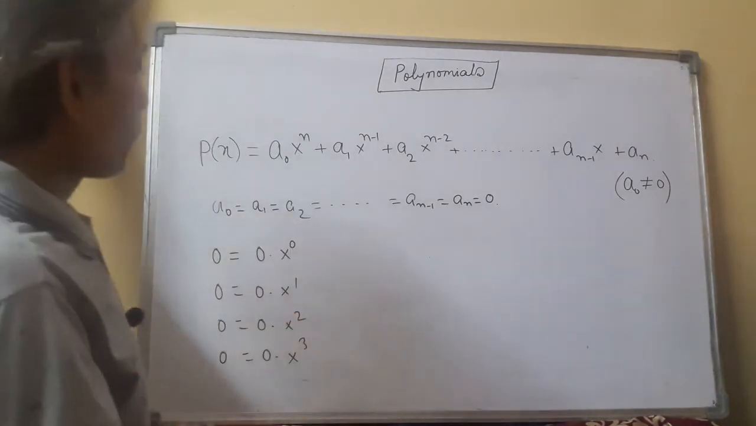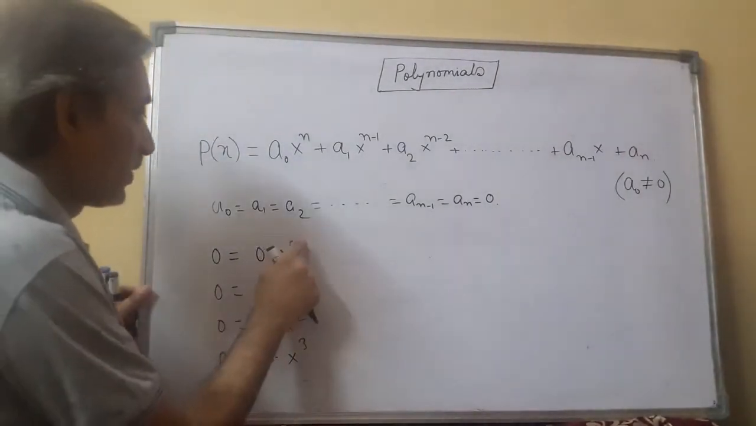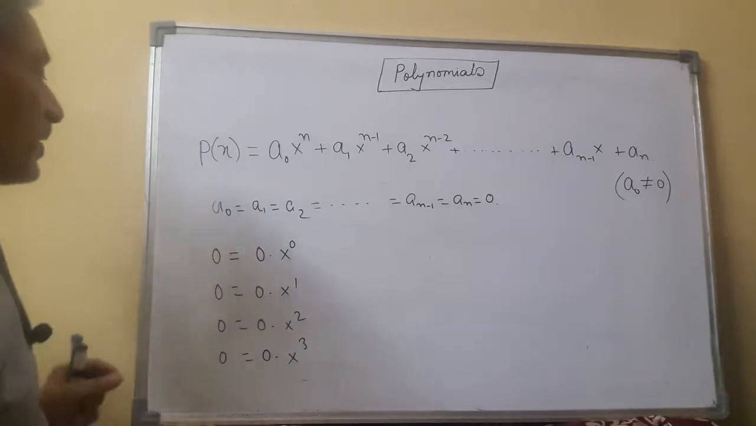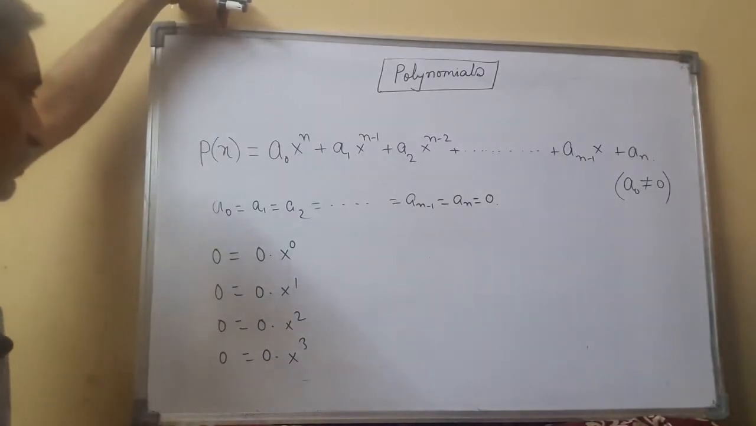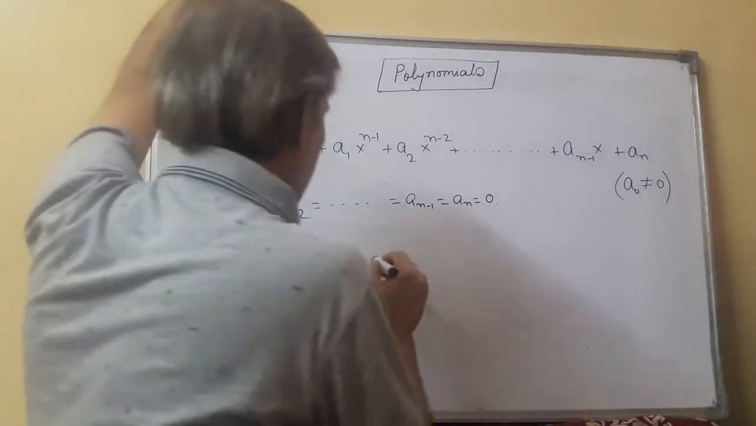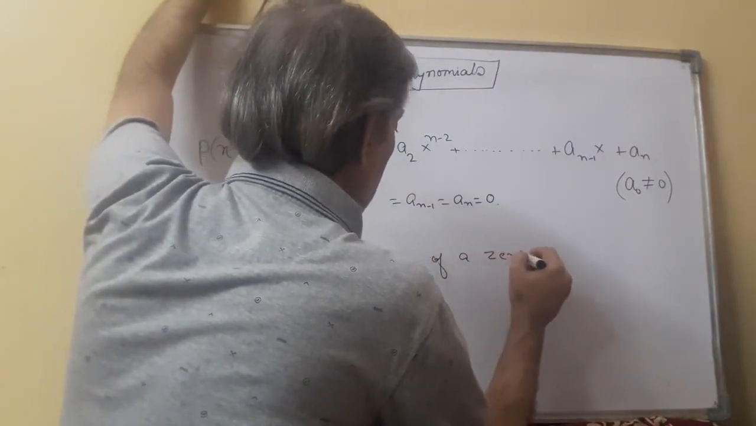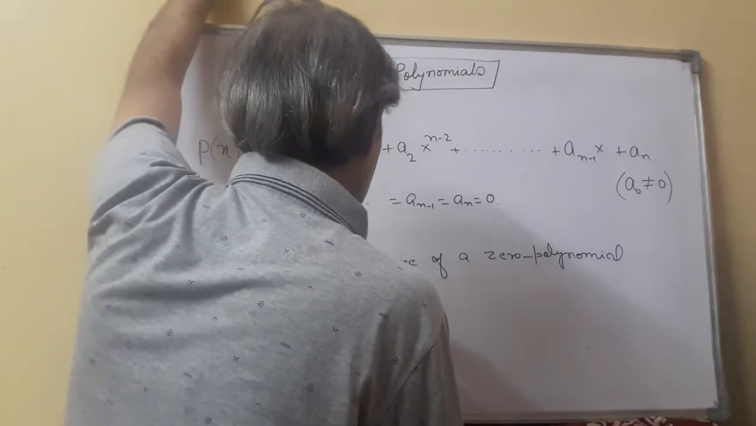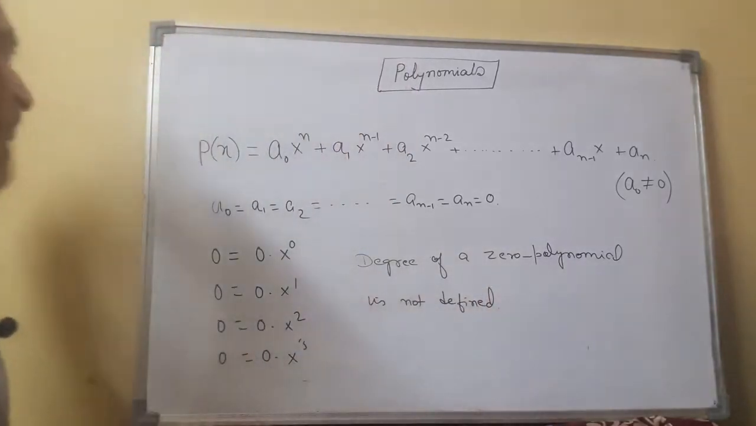So it simply means what? We are not getting a particular value which we can call its degree, and therefore we say the degree of the zero polynomial is not defined, because 0 multiplied by this is 0, by this is again 0, by this is again 0, and therefore the degree of a zero polynomial is not defined. So I think you have understood this.